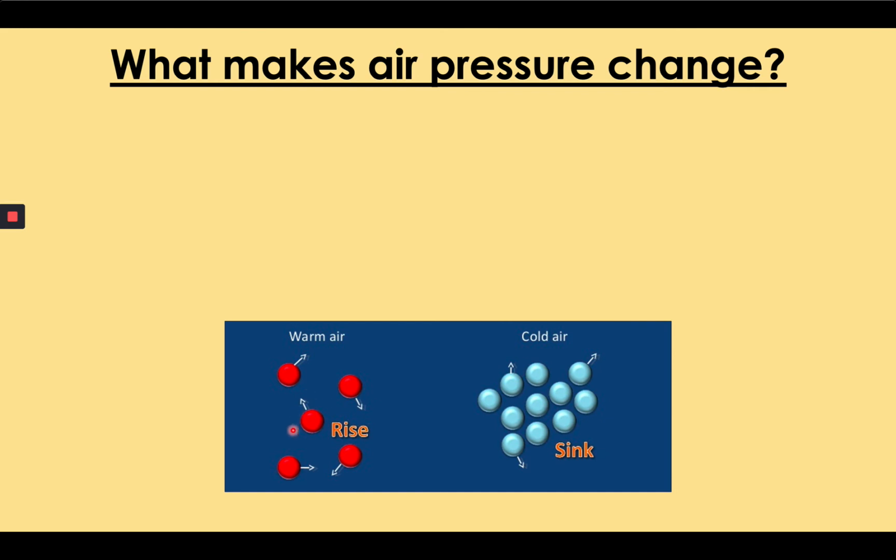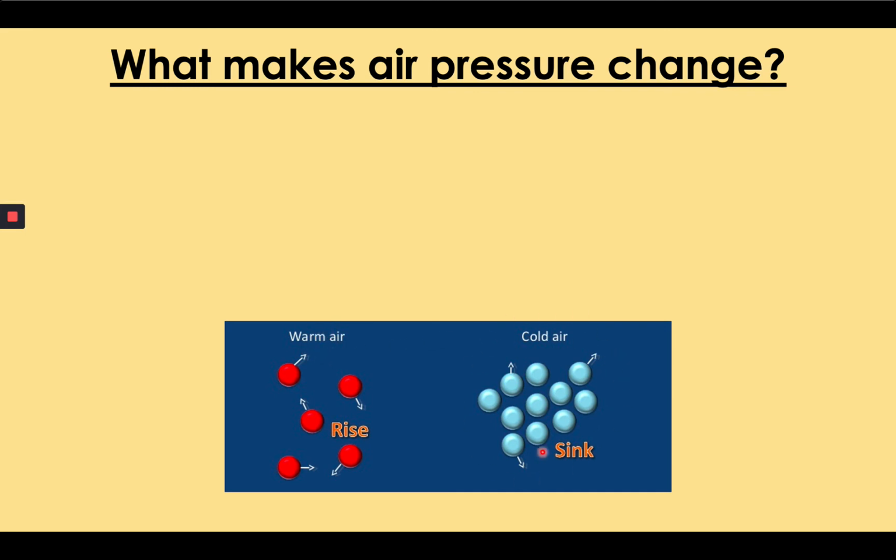How does this affect air pressure? Well, if you're on the ground and the air warms up and it rises, that means there is now less air around you standing on the ground because it's risen up and it's now away from you, above you. So the air pressure falls around you.